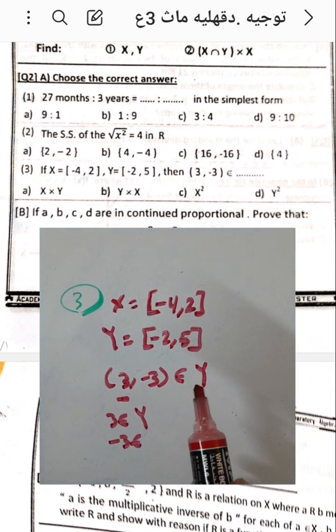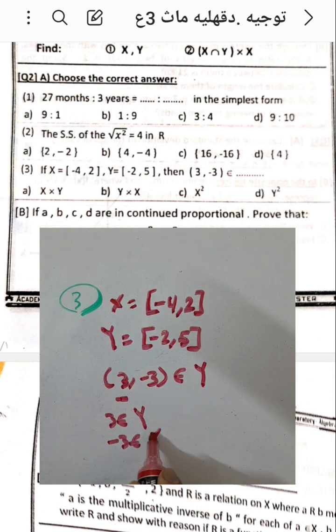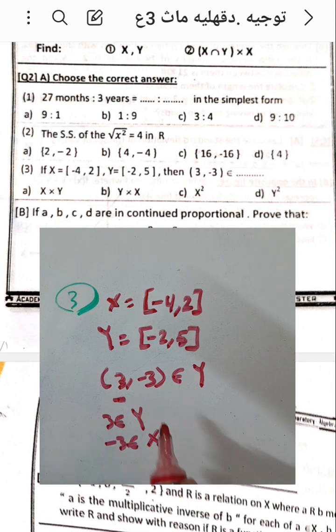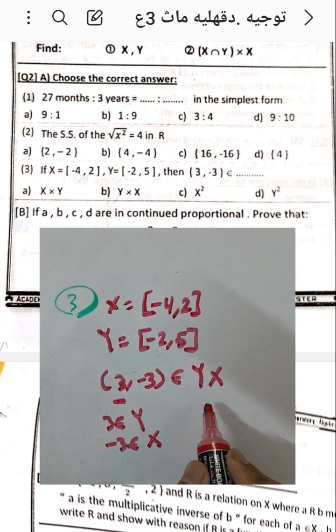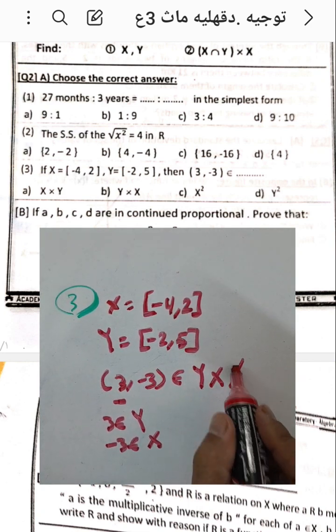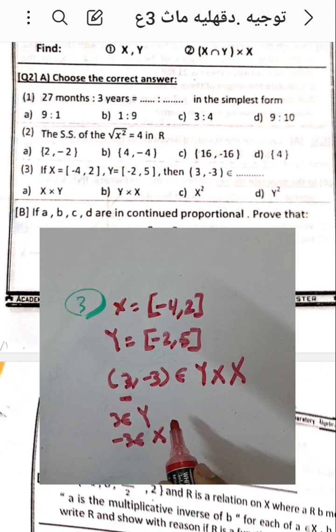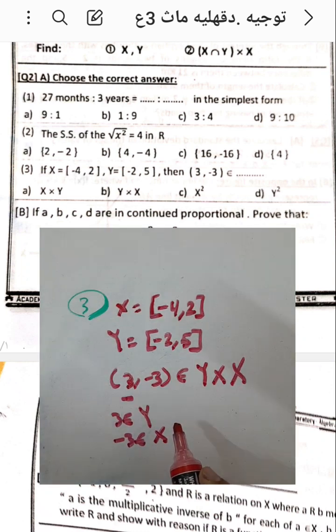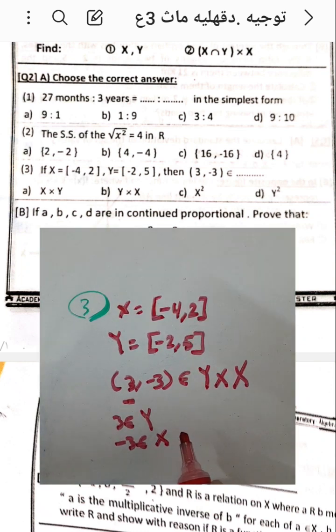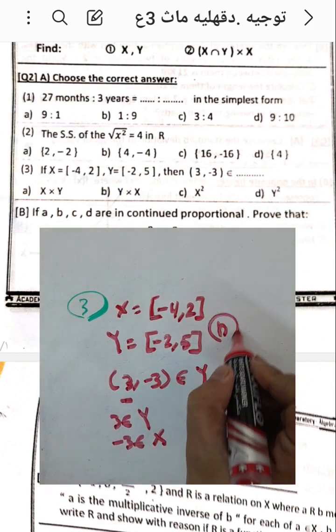And then we can write here x. Then this ordered pair 3 and negative 3 belongs to the Cartesian product between y and x. Okay, y and x, the Cartesian product between y and x. Choose letter P about this question.